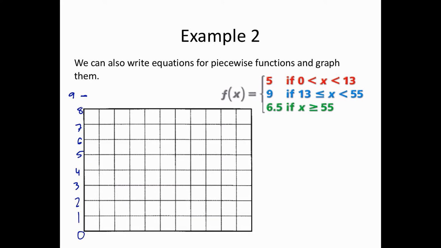So let's just go by fives. We're going to run out of space, but we're going to make another tick mark, and we're going to make it work. So we got 10, 20, 30, 40, 50, and here's our 55, and we're just going to draw based off of that. Now it says our y value, our output, is 5 between 0 and 13.